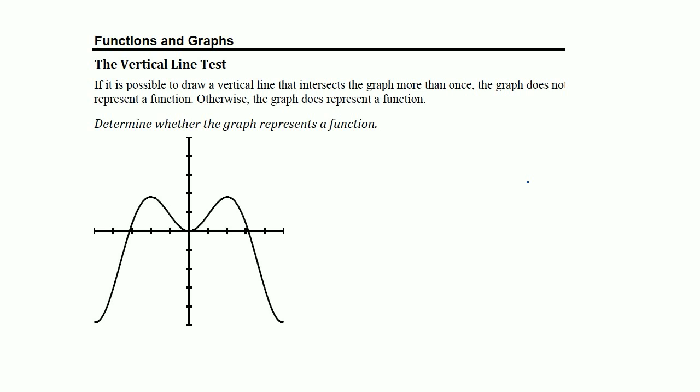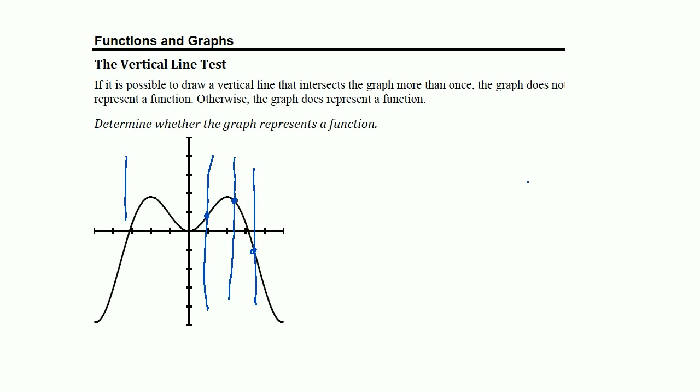The statement of the vertical line test says that if it's possible to draw a vertical line that intersects the graph more than once, then the graph does not represent a function. Otherwise, the graph does represent a function. So, for example, here, if I start trying to draw vertical lines, everywhere that I draw one, my line will intersect the graph only once.